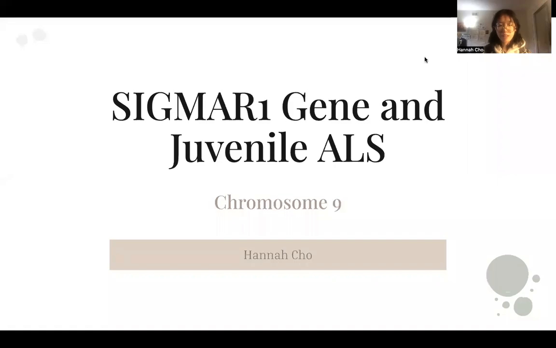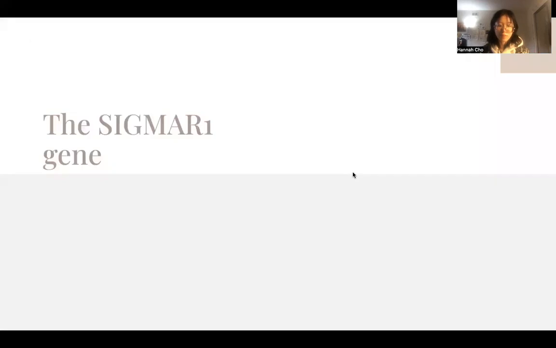You might know about ALS, a neurodegenerative disease that causes muscle atrophy and paralysis. But what many people don't know about is juvenile ALS, the younger sibling of ALS, and one of the genes that causes a mutation for juvenile ALS, also known as the SIGMAR-1 gene. So before we dive into the disease, I'm going to give a small overview about the gene.